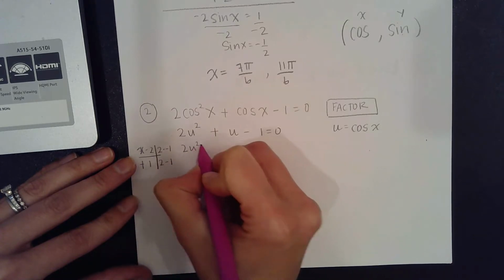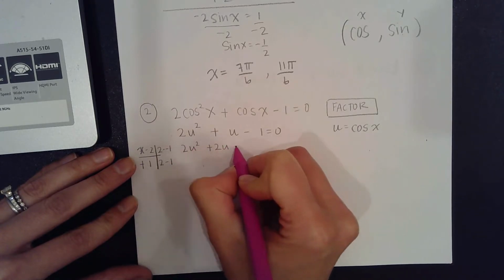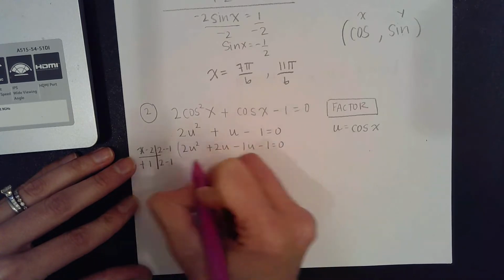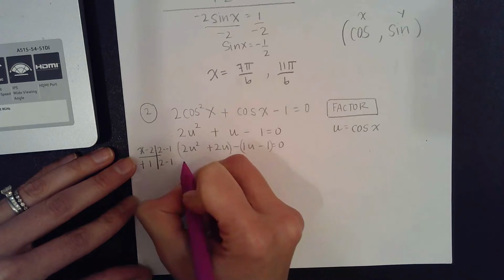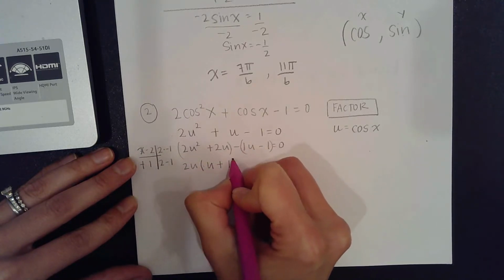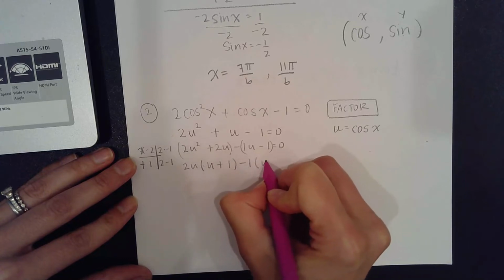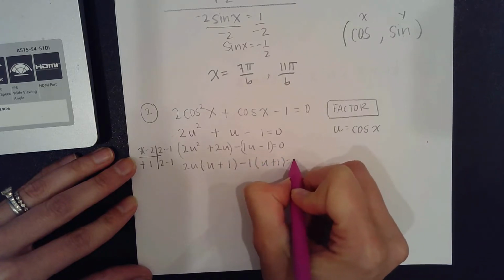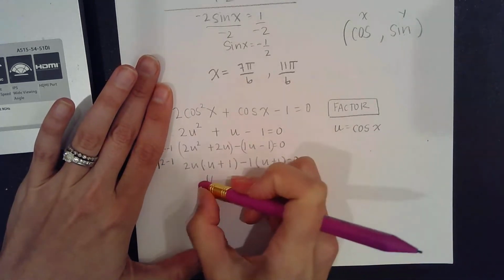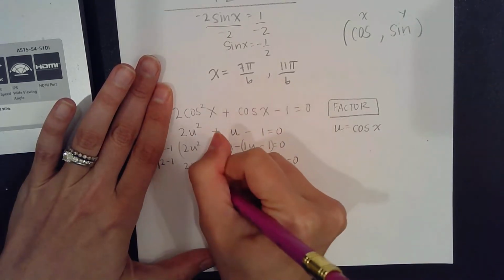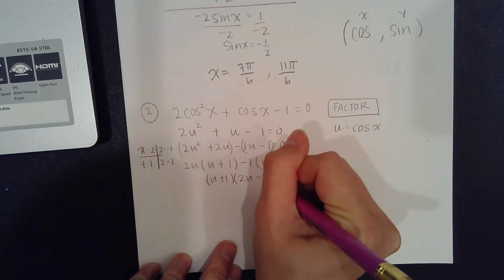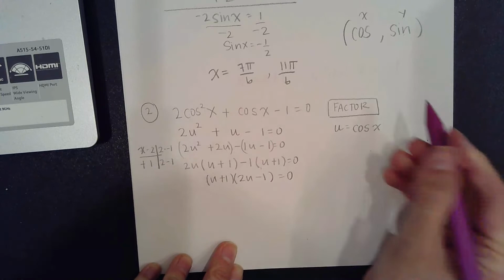So this would be 2u squared plus 2u minus 1u minus 1. Get factor by grouping here. Factor out the 2u, and you'll have a u plus 1. Factor out the minus 1, and you'll have a u plus 1. So that was terrible looking, sorry. So you will have a u plus 1, and then a 2u minus 1.